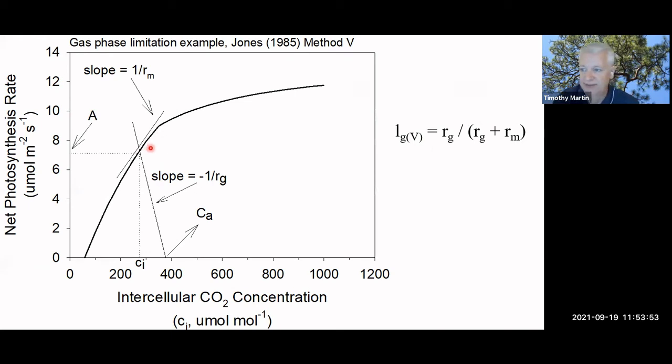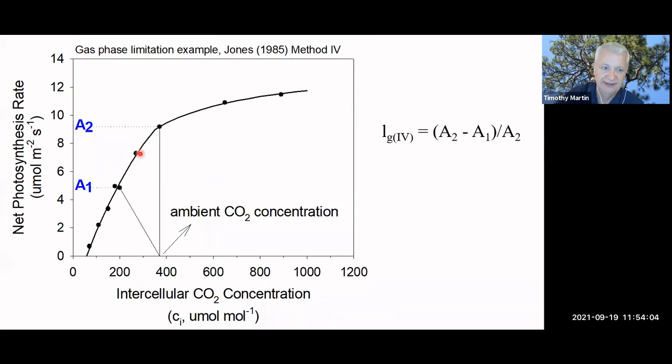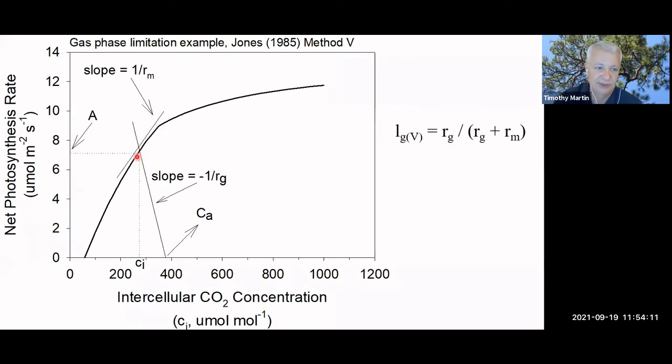Jones likes this method for a couple of reasons. One is because it doesn't involve extrapolating to something theoretical, like our previous method did. Our previous method involved this theoretical A2, which really never exists. So he likes this one because it's at the operating point. Another reason he likes this is because it is relatively easy to calculate. We actually don't need to measure an entire A/Ci curve to calculate these. All we need to do is measure photosynthesis rate at the operating point.